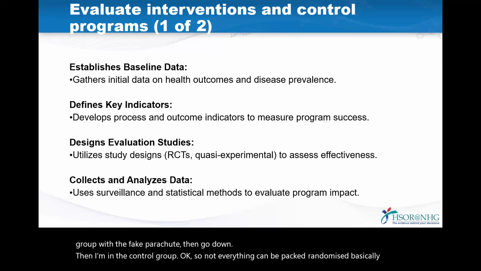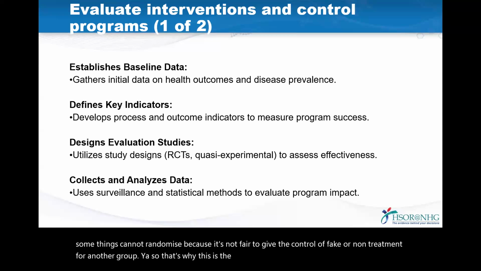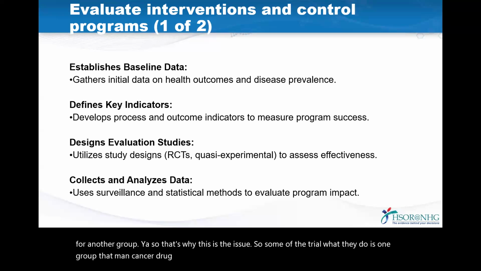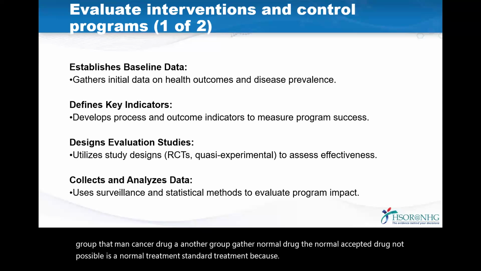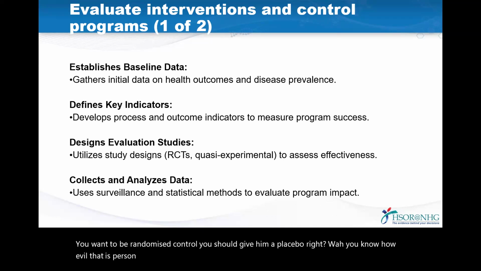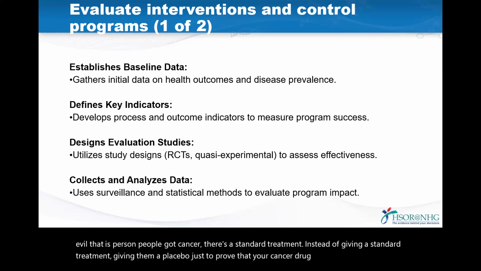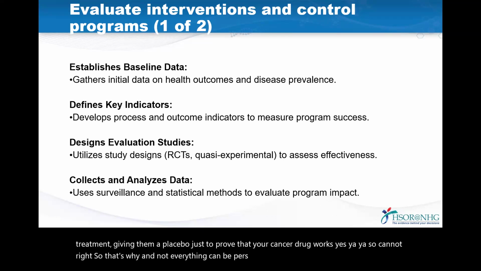Basically, some things cannot be randomized because it's not fair to give a fake or non-treatment to the control group. So that's why this is the issue. So in some trials, one group gets cancer drug A, another group gets the normal accepted drug, not placebo. It's a normal treatment, standard treatment. Because if you want to be randomized control, you should give a placebo, right? Well, you know how evil that is. People got cancer, there's a standard treatment. Instead of giving the standard treatment, giving a placebo just to prove that your cancer drug works. So cannot, right? So that's why not everything can be a randomized control trial in that sense.